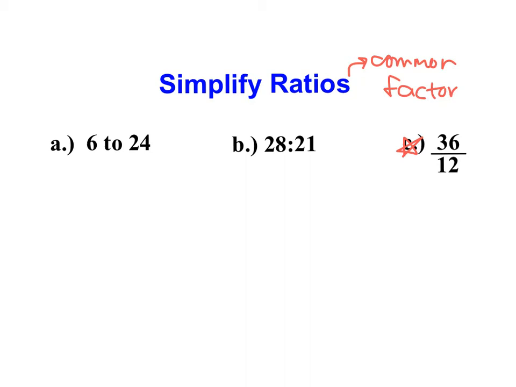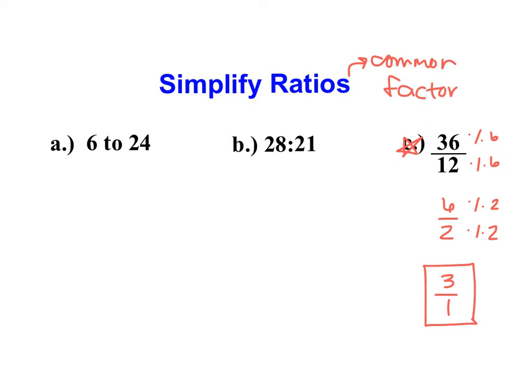So for example, when I look at 36 and 12, I can see that they are both divisible by 6. So I start by dividing both of them by 6, so I end up with 6 over 2. Then I can see they're both still divisible by a common factor of 2, so I divide them both by 2 to get 3 over 1. So simplifying ratios is essentially the same thing as simplifying fractions. We just need to find common factors between the two numbers until there are no common factors to divide by anymore.